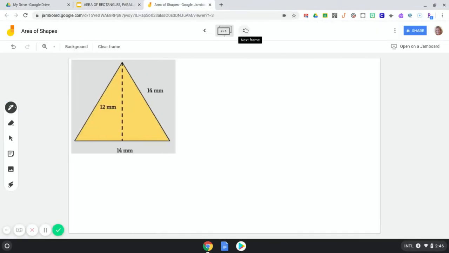So let's go to Jamboard. Okay, so again, this is not your height. It is going to be inside the shape. I can't stress that enough. The height is inside the shape. So my formula here is base times height divided by 2. That is how I'm finding the area of a triangle.